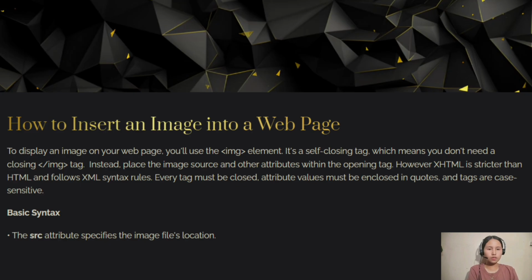So how do we insert an image into a web page? In HTML, or Hypertext Markup Language, to display an image on your web page, you'll use the IMG element. It's a self-closing tag, which means you don't need a closing IMG tag. Instead, place the image source and other attributes within the opening tag.